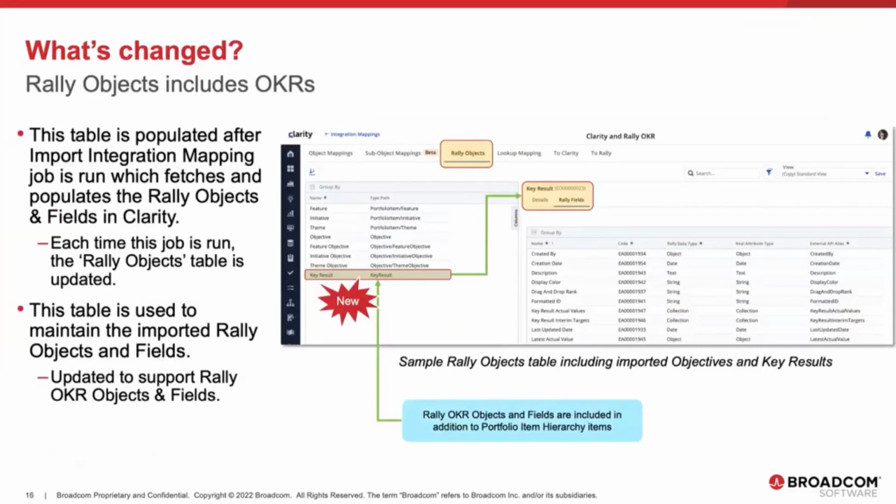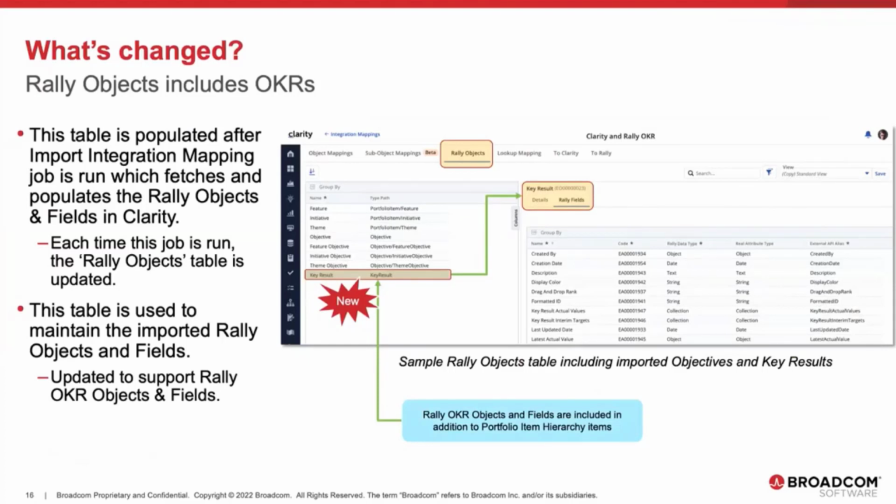The Rally object grid is updated to include OKRs, in addition to the configured portfolio items such as theme, initiative, or feature displayed there on the list. I want to draw your attention to the inclusion of those Rally OKR objects represented as the objective hierarchy levels.